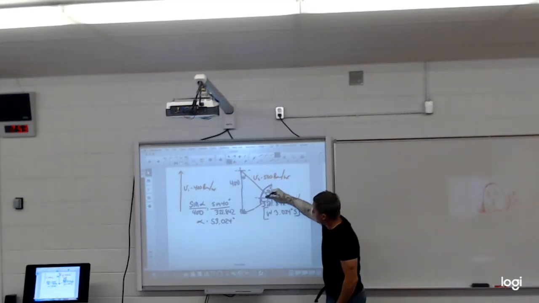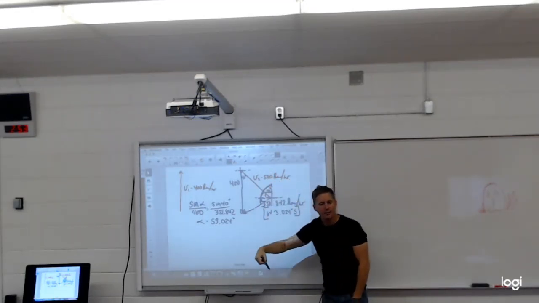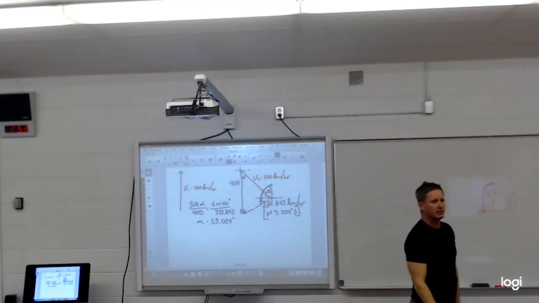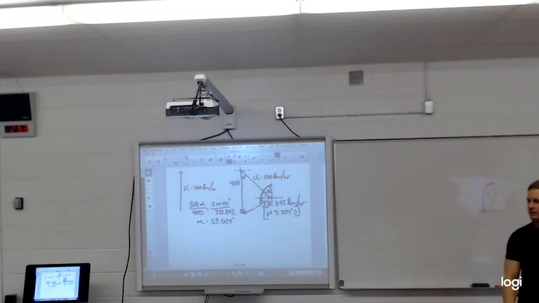So from here to here is 90. Add on 3 degrees. So it actually went past where it was. Okay?